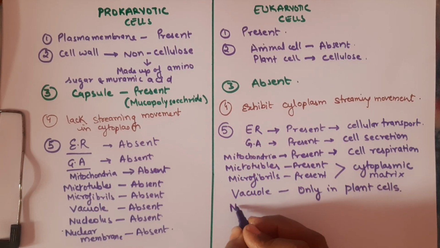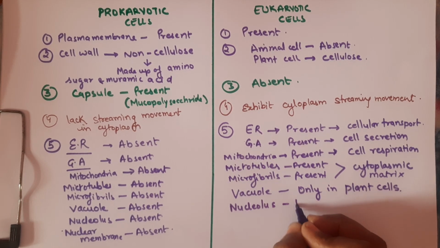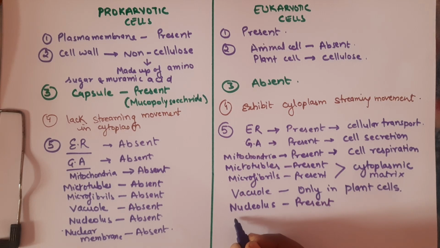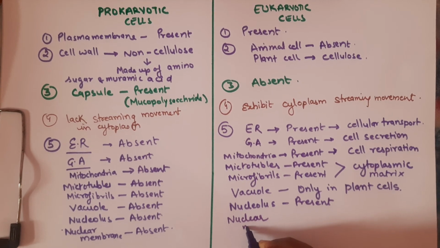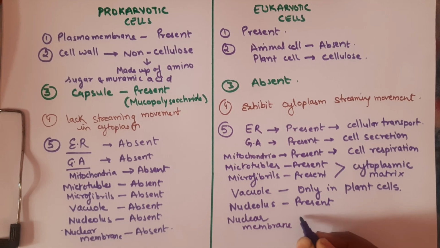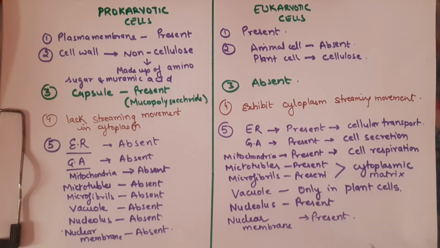Then next is the nucleolus. The nucleolus is present in the case of the eukaryotic cell. Then the nuclear membrane is also present in the case of the eukaryotic cells.